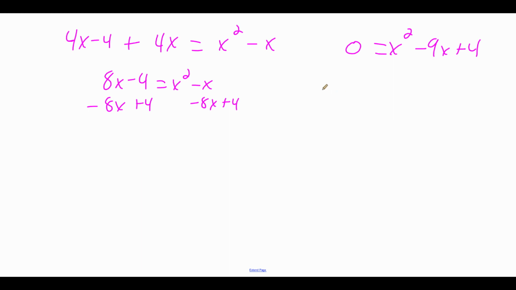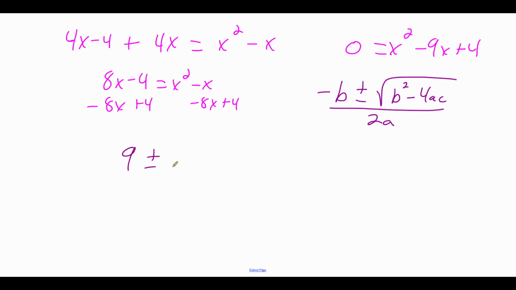So remember, the quadratic formula says opposite of b plus or minus the square root of b squared minus 4ac all over 2a. So as far as the opposite of b, the opposite of negative 9 is positive 9 plus or minus the square root of negative 9 squared minus 4 times 1 times 4. And this is all over 2 times a, so 2 times 1 is 2.